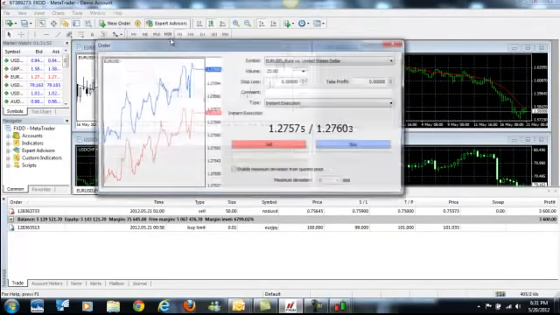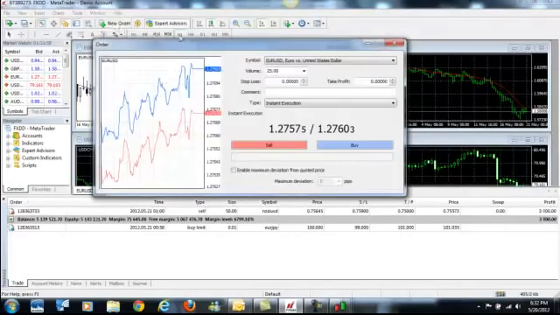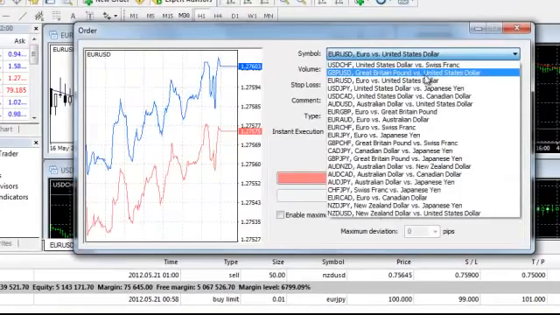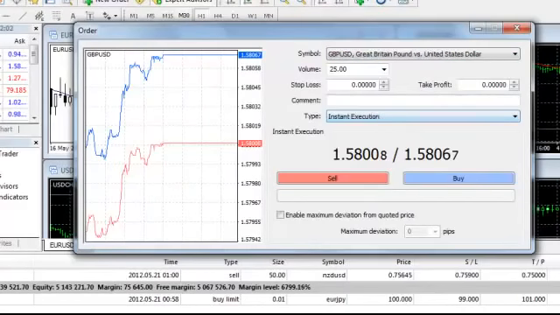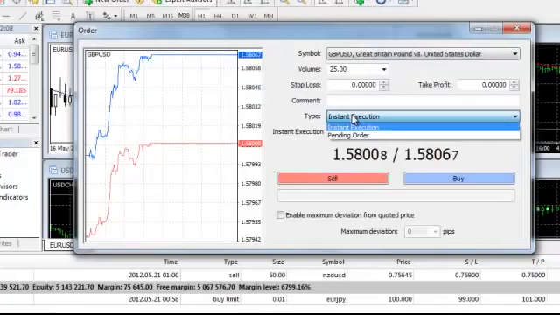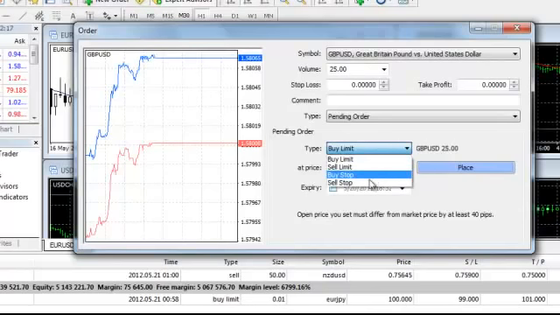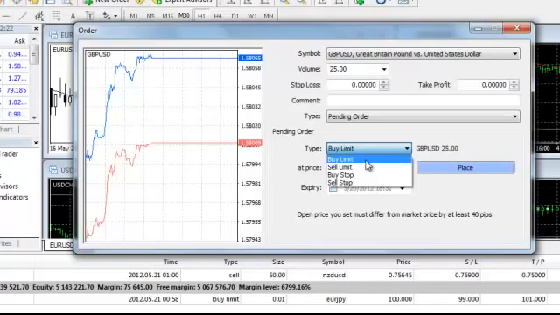I'm going to buy, so you click on new order right here. Okay, and we're going to go to the drop down menu, find the pound dollar. And since it's a limit order, this is not going to be instant execution, it's going to be a pending order. And it's going to be a buy limit. You can also do buy limit or sell limit. We never use buy stop or sell stop ever. Okay, those are not the kind of orders that we take. People who do stop orders, for the most part, I've never seen them be successful. But in this case, it's going to be buy limit at 1.5725.